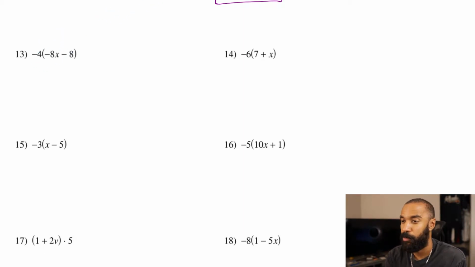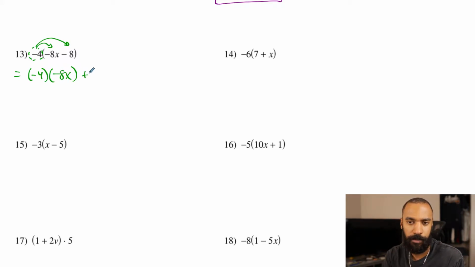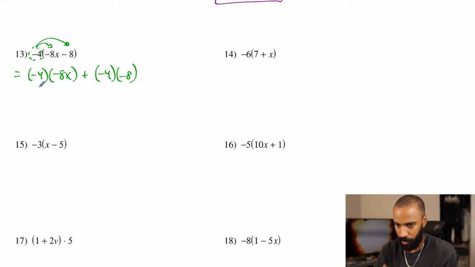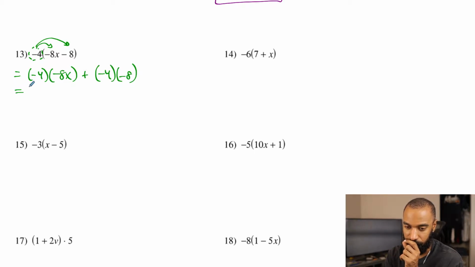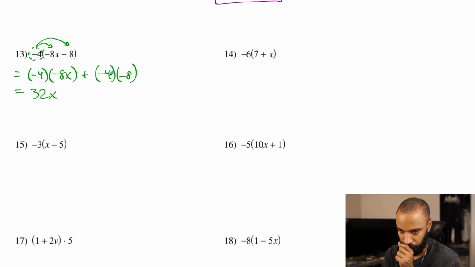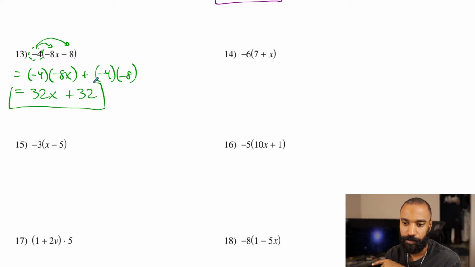See a bunch of negatives, maybe a red flag for you to say, hey, hold it. Let's go ahead and do our negative business. Negative 4 multiplies with negative 8x and with negative 8, with a plus in between, if all is the same to you. I'm going to go ahead and write it that way. Make no mistake about it. A negative times a negative is a positive, and I'm going to add that positive. 32x plus 32, all set.